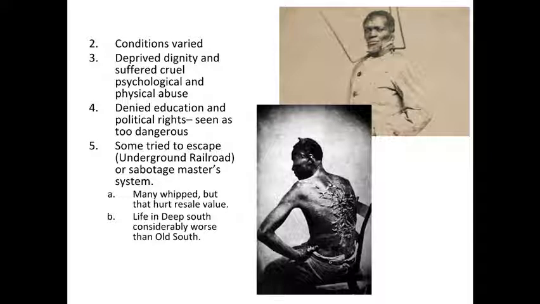But life in the Deep South, meaning Mississippi, Louisiana, Alabama, Southern Georgia, was considerably worse than the Old South, say like North Carolina, Virginia, Northern South Carolina. So if you lived way down in the South, closer to the Gulf, your life was extremely worse than in the older areas of the South closer to Virginia.